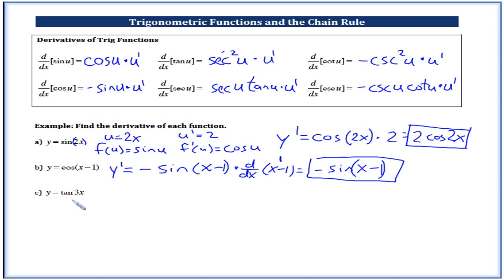Alright, for tangent of 3x, now we're going to get 3x in here, and so y prime equals, well, the derivative of tangent is secant squared. So we're going to have secant squared of 3x times the derivative of 3x, which is just 3. And so we can write 3 secant squared of 3x.